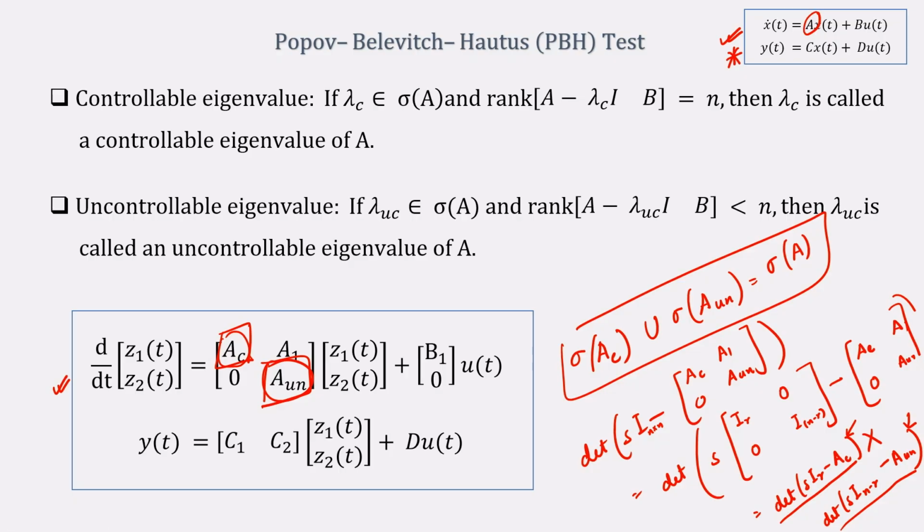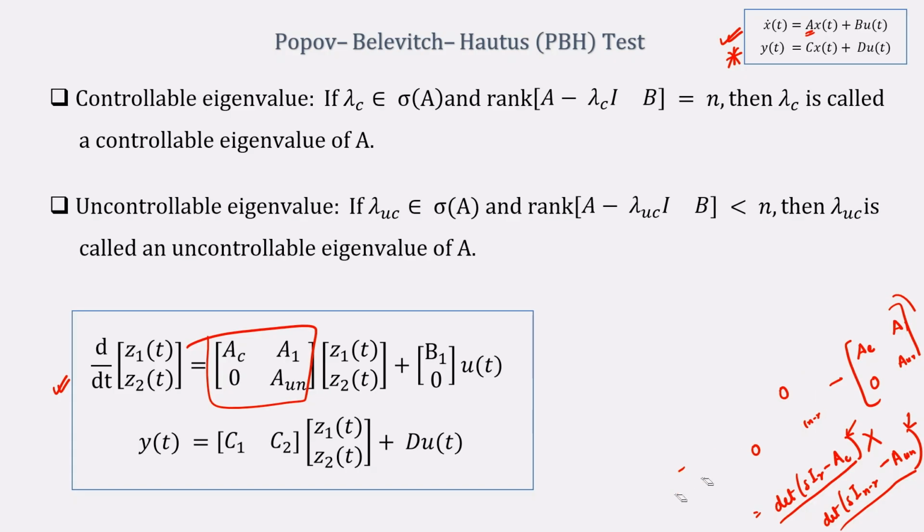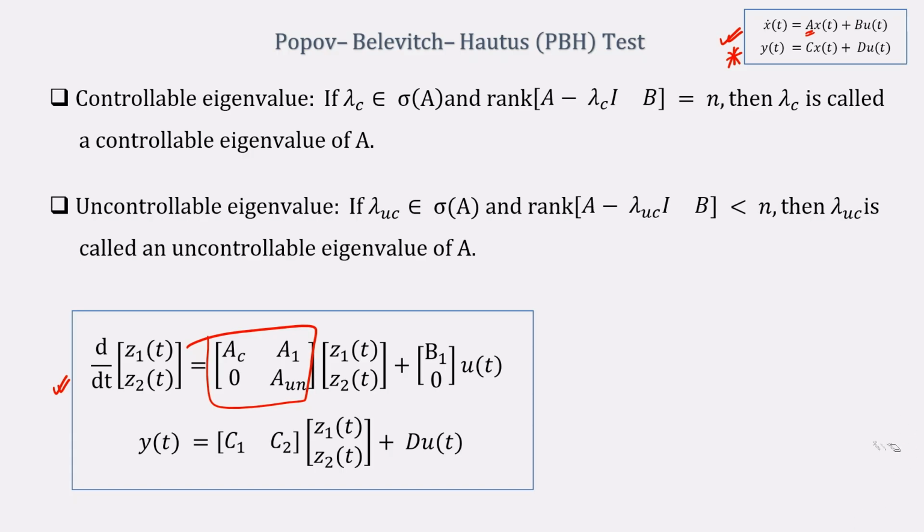The union of the eigenvalues of the diagonal blocks will give you the eigenvalues of this upper block triangular matrix, and we know that the eigenvalues of this matrix are the same as the eigenvalues of the actual A matrix, because they are related by a similarity transform. Now, what does this tell us? The good thing now is, notice that I know which eigenvalues are what. So, the entire eigenvalue set of A can be divided into some eigenvalues from here and the others from here.